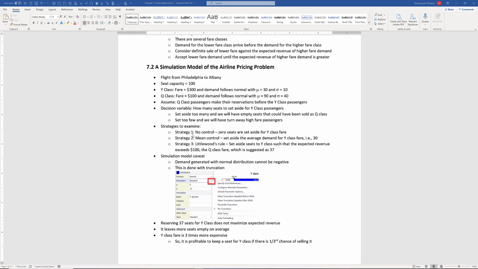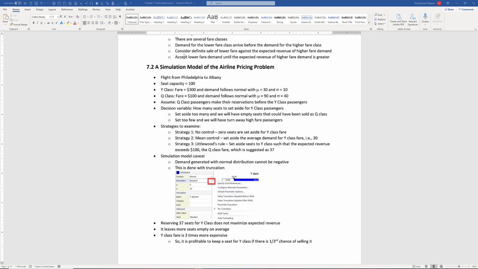So we're going to start off with strategy number one, no control. That means we just don't set aside any seats at all, let the chips fall where they may. So we'll be able to sell Y class seats only if there is anything left over which was not sold to Q class. Strategy two is we'll set aside the mean number of seats. Here we expect the mean demand for Y class to be 30, so that's what we're going to set aside. We're going to set aside 30, and we will only sell up to 70 seats for Q class. So we'll call that mean control.